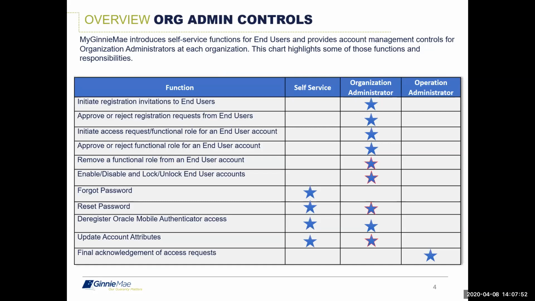We already talked about initiating registration invitations and creating those accounts. What we're going to talk about today is how you remove a functional role from an end user account. It's possible that you've given someone more access than they need. Maybe you assigned both the basic user functional role as well as the authorized signer functional role, which is unnecessary, and you want to remove that basic user functional role. You are able to do that.